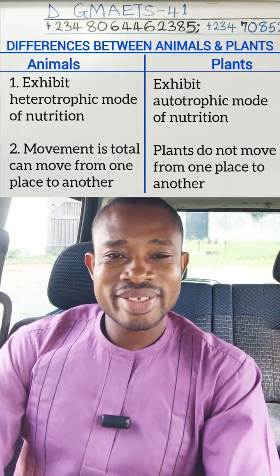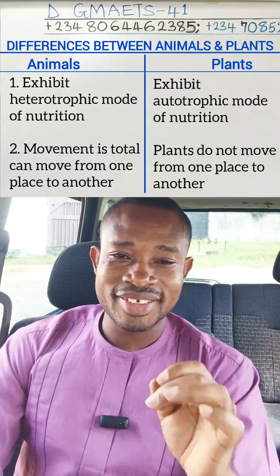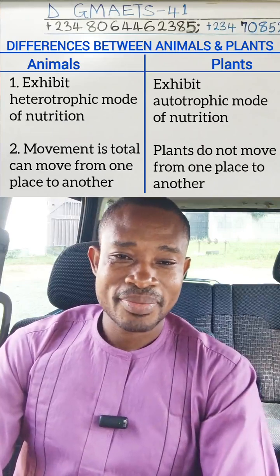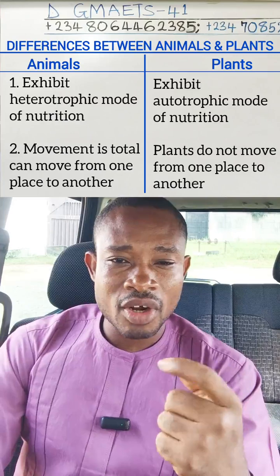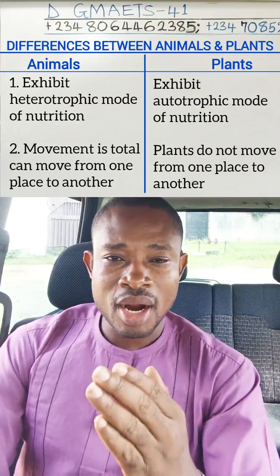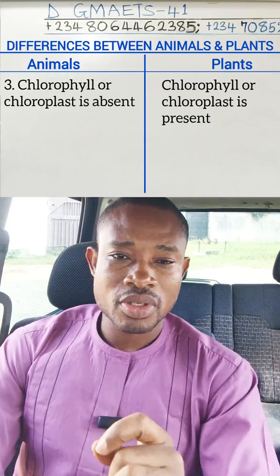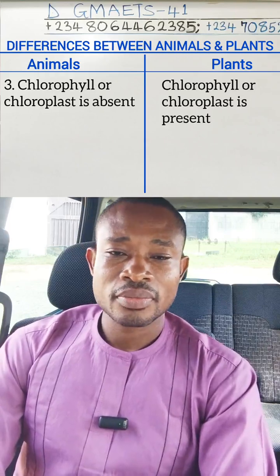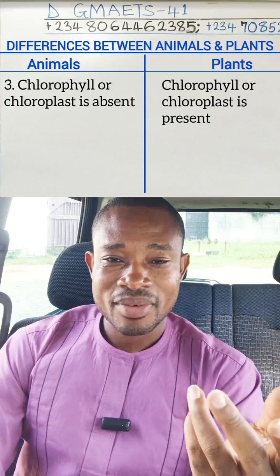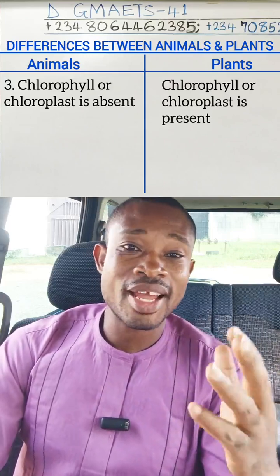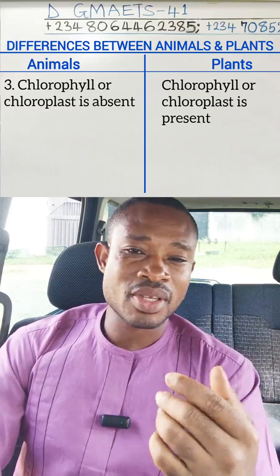This will take us to the next difference between these two organisms, plants and animals. Right? Good. We are going to look at the presence of chlorophyll or chloroplast. Animals do not possess chlorophyll or chloroplast. Plants possess chlorophyll or chloroplast. The reason for this is because animals do not produce their own food. Rather, they are dependent on plants or other animals, generally. And so that is why we say that animals are heterotrophic.